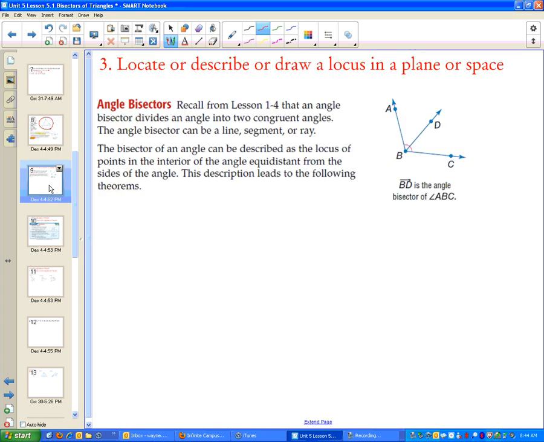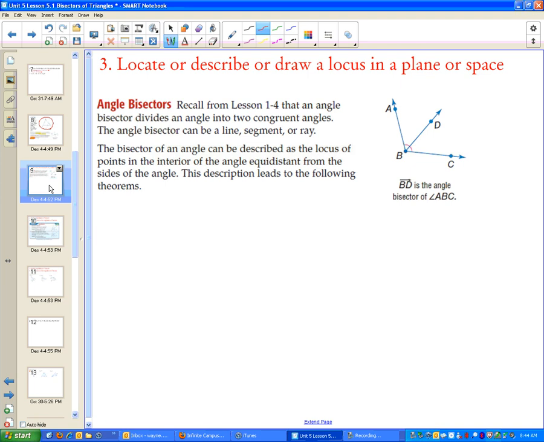All right, now, talking about a locus again. I'm shifting from perpendicular bisectors to angle bisectors. We've talked about an angle bisector before. It divides an angle into two congruent angles. And the angle bisector can be a line, segment, ray, whatever. It's usually segments for us.